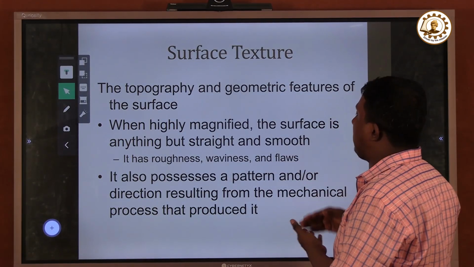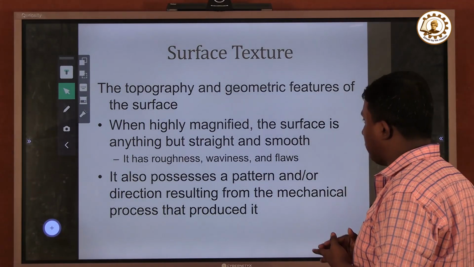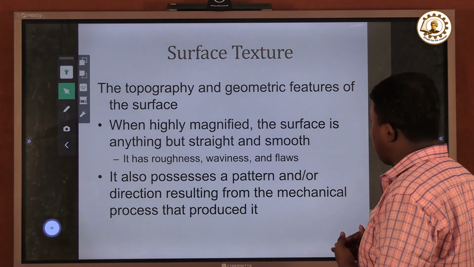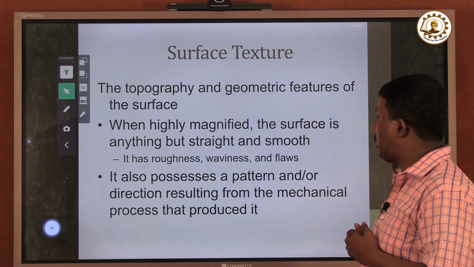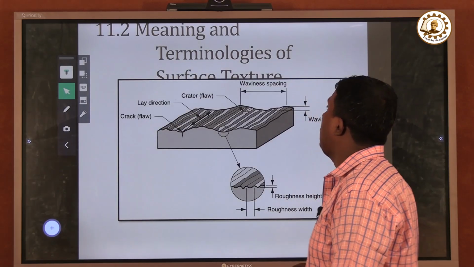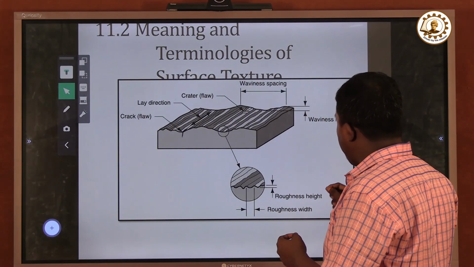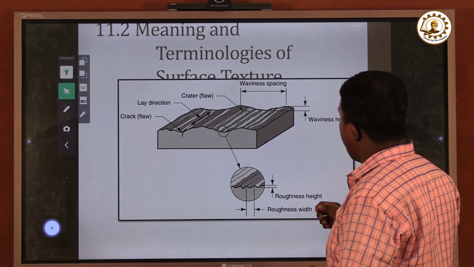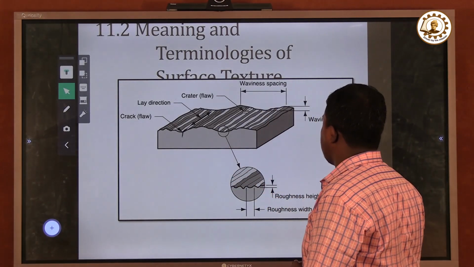You will see in that particular part that it follows a pattern and direction that results from the mechanical process that you have adopted in order to produce that part. So this is an image in which you can see the pattern of that particular surface.